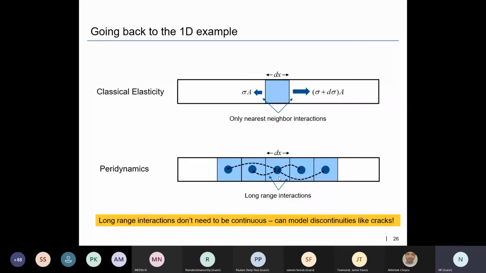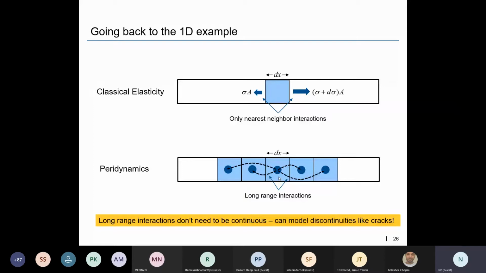And the advantage of this is that these long-range interactions don't need to be continuous. So if you have a discontinuous displacement field, it becomes a problem when you're trying to take a derivative of a discontinuous field. Right? You can't define derivatives very well at discontinuities, but you can always integrate over discontinuities. So the advantage is that you can model discontinuities like cracks in solid materials with this method.